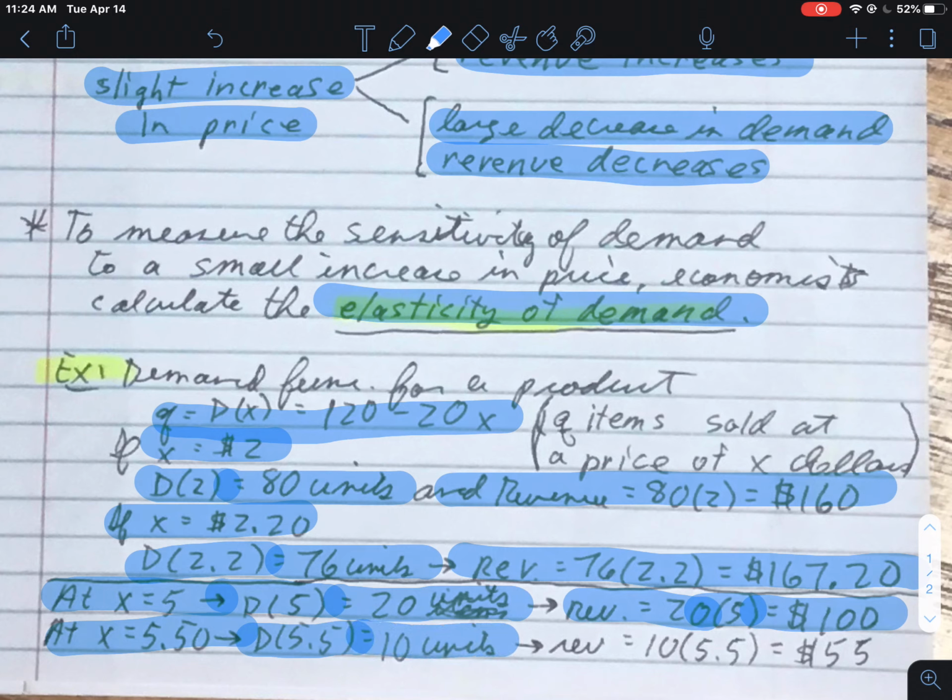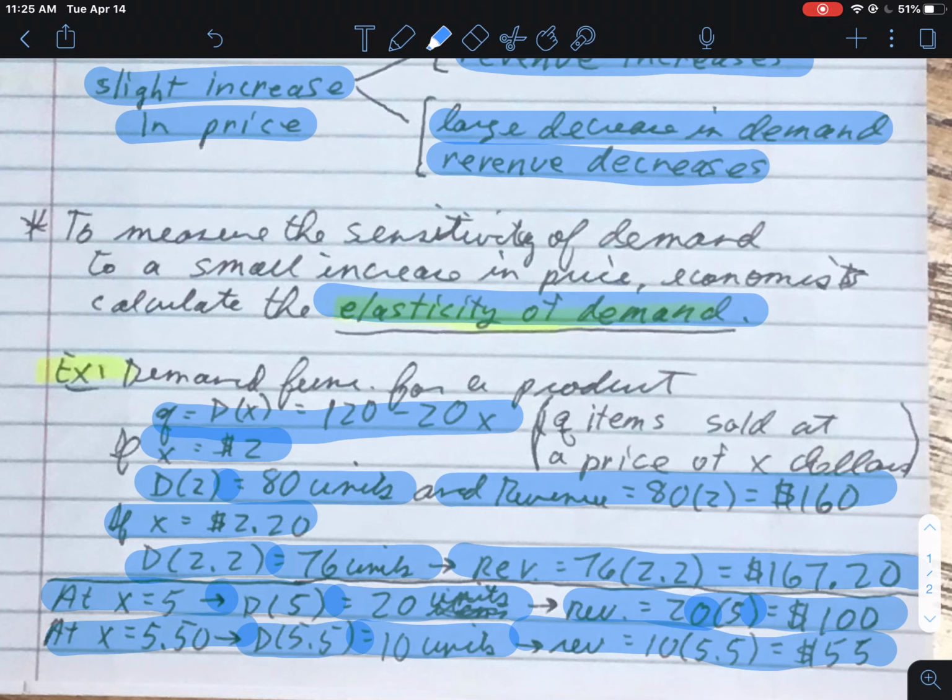So again, we have a decrease in demand. That makes sense. We increased the price, the demand decreased. But look at what happened with revenue this time. At $5.50, selling only 10 units, we brought in $55. Even though we only had a 50-cent increase in the price, a small increase, the revenue almost dropped by half. The revenue went from $100 to $55, almost cut in half. So there was a drastic decrease in revenue. This is what we were talking about earlier. Maybe at a point I can increase the price but still have an increase in revenue.